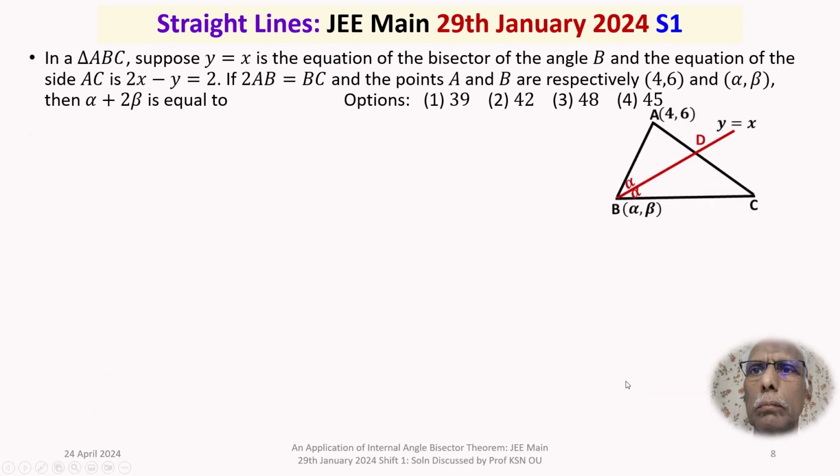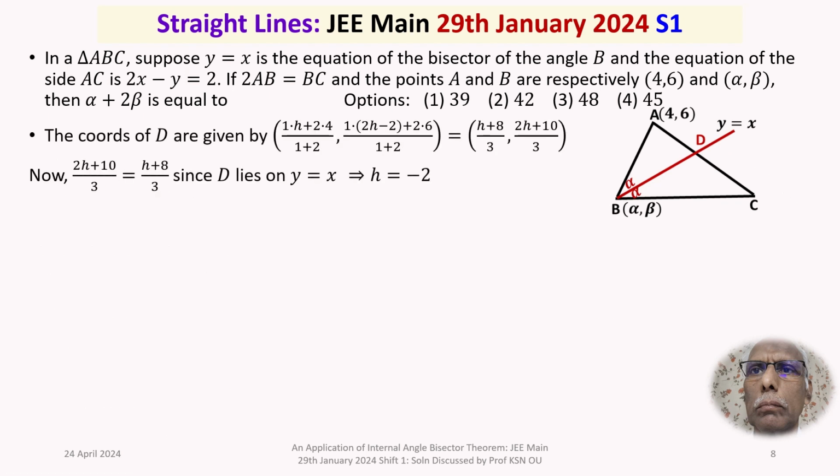Right, that is the picture diagram we have, and we have seen in the last slide that h is equal to minus 2. Now when h is minus 2, what are the coordinates of C? H comma 2h minus 2. So substitute h is equal to minus 2 in this, and you will get minus 2 comma minus 6. So now we got the coordinates of C as minus 2 comma minus 6. So far everything is okay, and we have used the internal angular bisector theorem also.